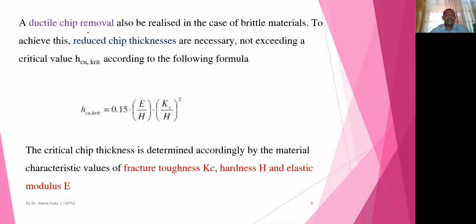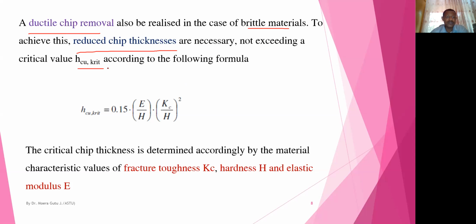Will a ductile chip removal also be achieved in the case of brittle materials? This means even if you are machining brittle materials, a ductile chip removal can be maintained, or you can achieve a ductile chip removal process. To achieve this, a reduced chip thickness is necessary. There is a formula for the reduced chip thickness, not exceeding a critical value.